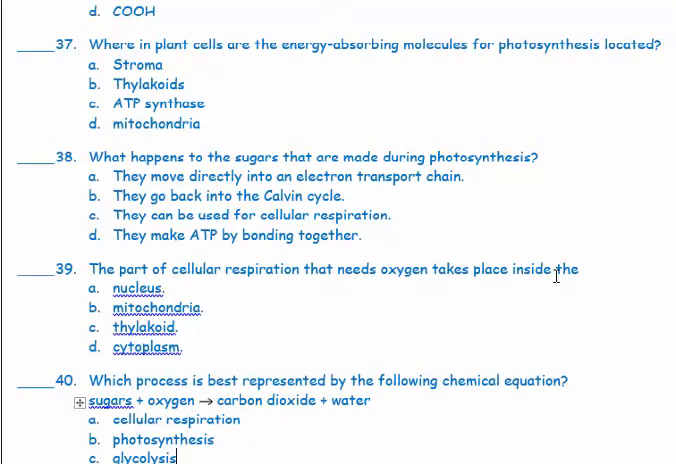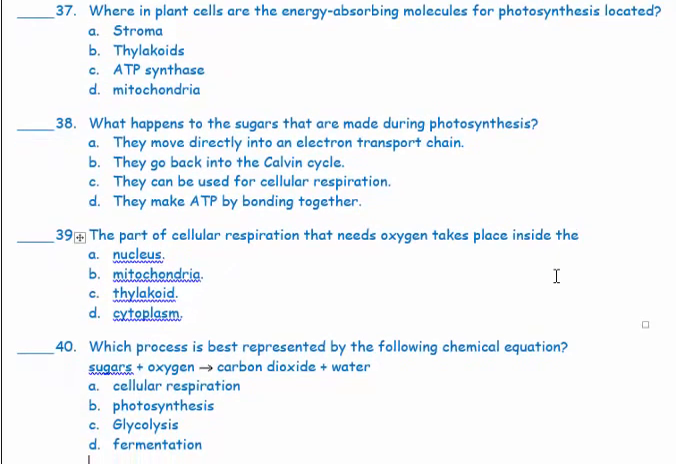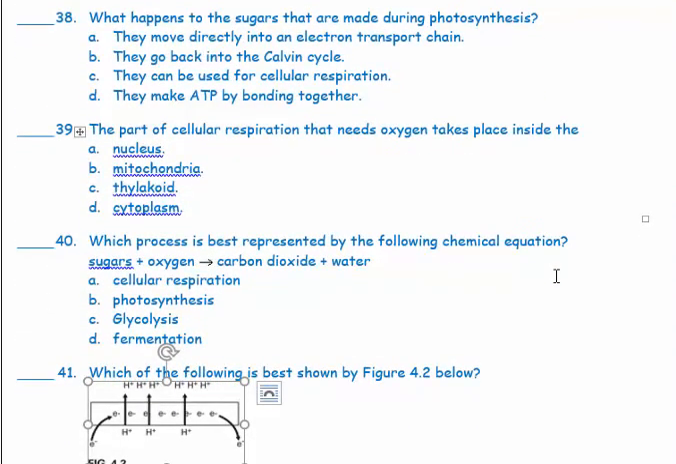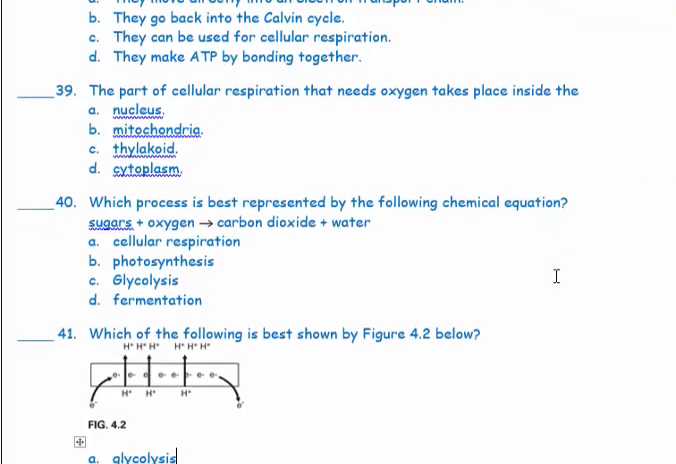39. The part of cellular respiration that needs oxygen takes place inside, of course, the mitochondria. So the photosynthesis is in the chloroplasts, and then the cellular respiration takes place in the mitochondria. 40. Which process is best presented by the following chemical reaction? Sugars with oxygen give carbon dioxide and water. Of course, it's cellular respiration, because we said that in photosynthesis we use the carbon dioxide and the water to form sugar and oxygen.